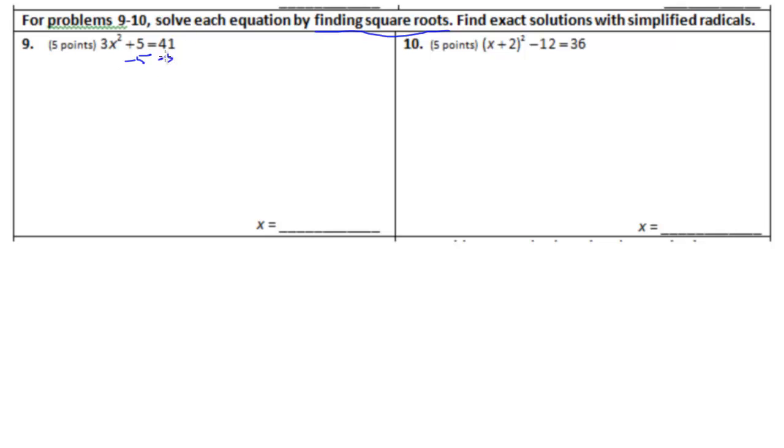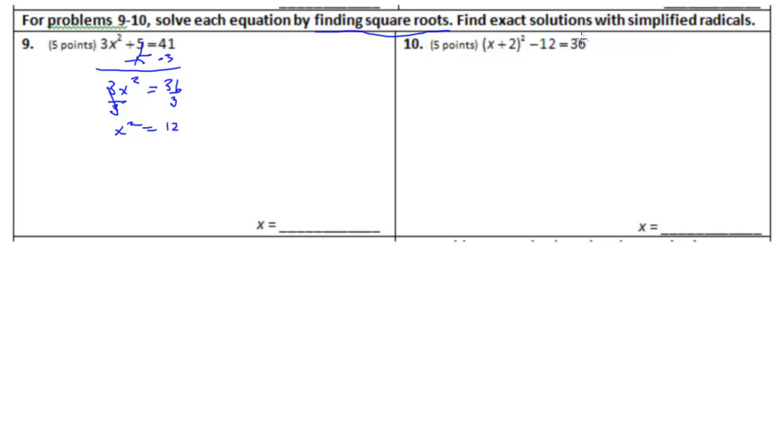Subtract 5 from 41. We have 36 on the right hand side, and on the left now we have 3x squared. We still need to isolate the x squared term, so we divide by 3. And we have x squared is equal to 12.